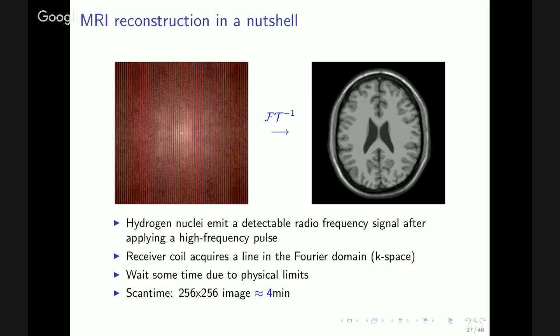And due to physical limits, because it takes some time until these spins are aligned with the field again, it takes a certain time to get one slice here. So for example, for a 256 squared slice, it takes about 4 minutes. And time is money, and of course, the scanner producers like Siemens, for example, are interested in speeding up this process.